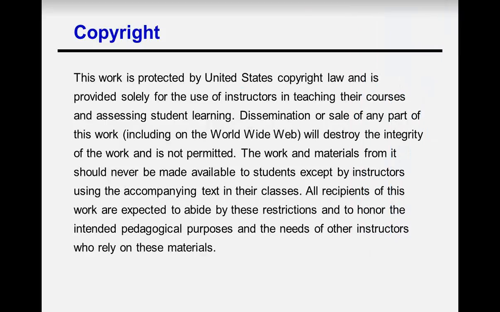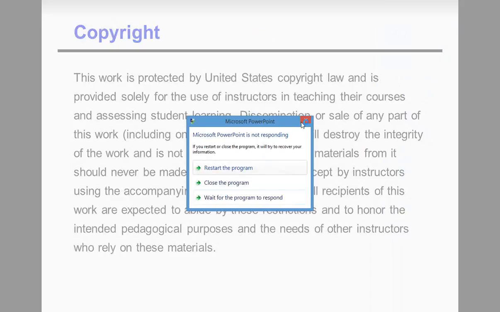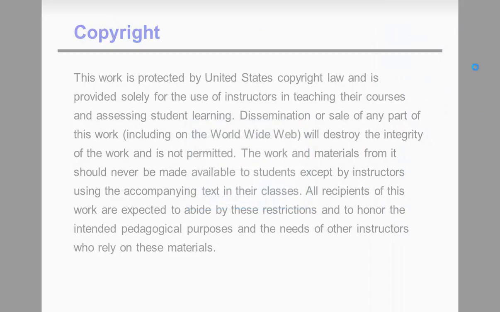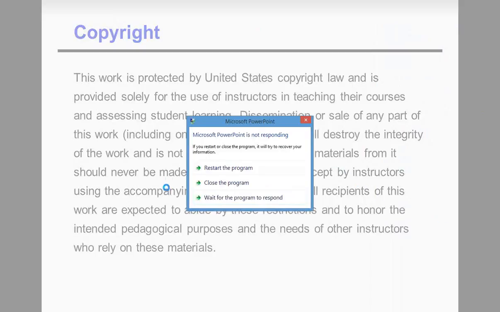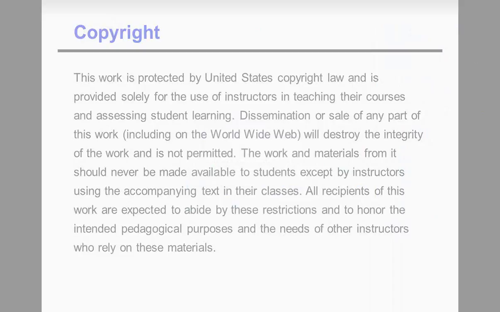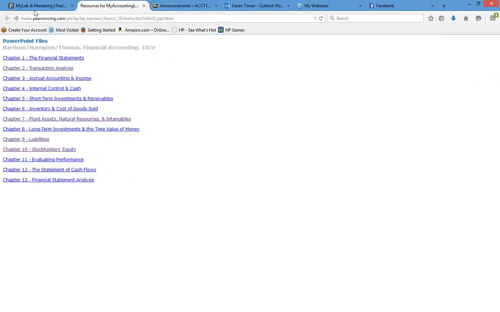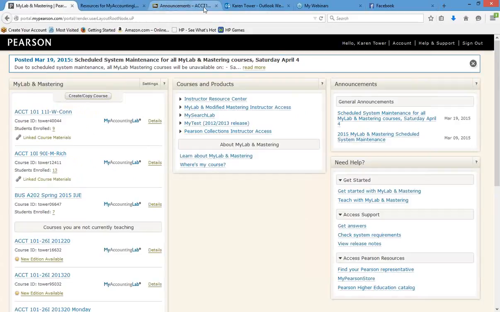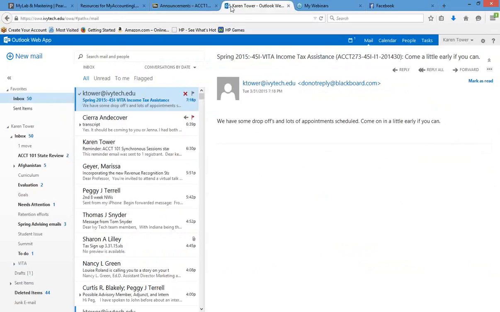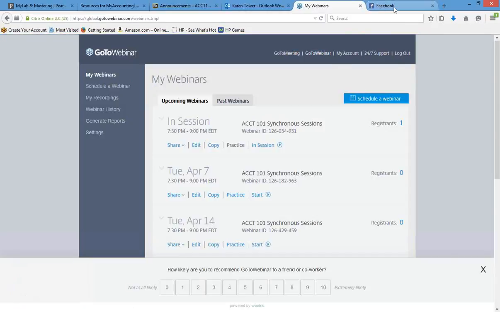I've made my computer mad. Okay, finally. I thought I would look at something here.